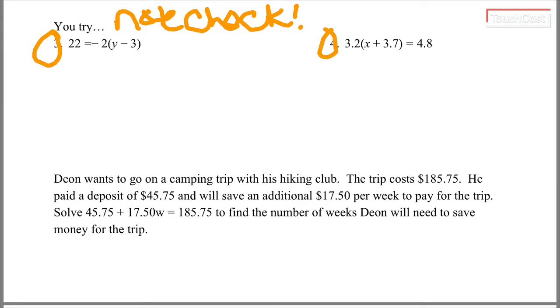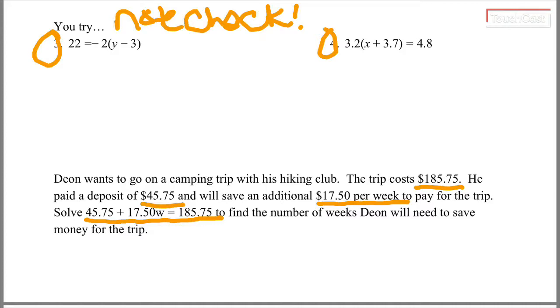Now let's do a problem that's a word problem. Dion wants to go on a camping trip with his hiking club. The trip costs $185.75. He paid a deposit of $45.75 and will save an additional $17.50 per week to pay for the trip. This is your equation. Solve 45.75 plus 17.50W equals 185.75 to find the number of weeks.